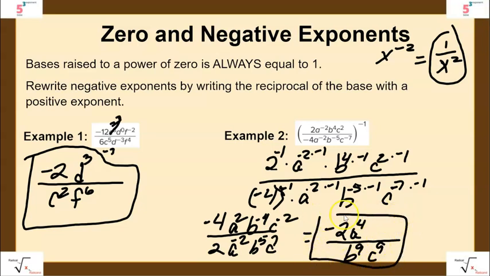So my final solution in simplified form would be negative 2 a to the 4th divided by b to the 9th, c to the 9th. So that's how you can simplify expressions that have zero exponents and negative exponents.